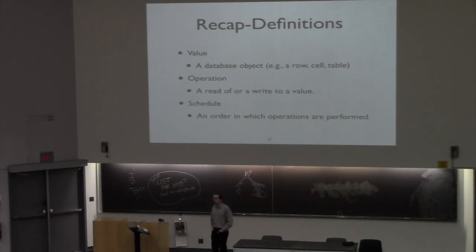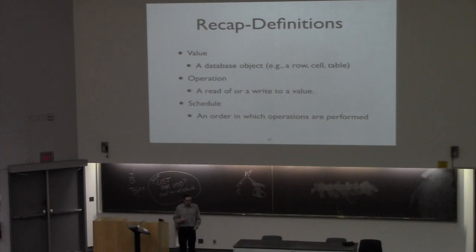Just to recap what we discussed on Monday, a couple of definitions. When I use the term value or object, I'm referring to pretty much anything that lives within a database. A row, a cell, a column, a whole bunch of different things fall under the category of object or value in a database. Now, a typical database reduces all of the interactions with the data that it manages down to the simplest representation, a read or write to a value. And we're going to call that a primitive operation.